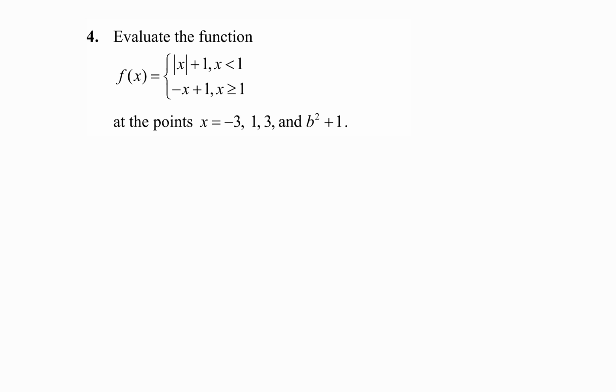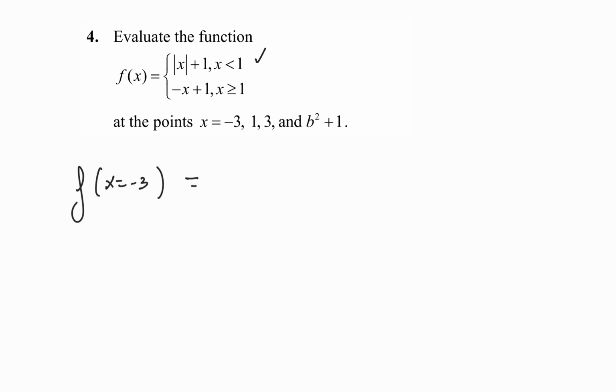Let's do problem number 4. It says evaluate the function, absolute value of x plus 1, that is defined when x is less than 1, and minus x plus 1, that is a rectilinear line, when x is bigger or equal than 1. Let's also do a graph, and so we have to evaluate f of minus 3. Where is x equal to minus 3? It is less than 1. So I will use the first rule, this one.